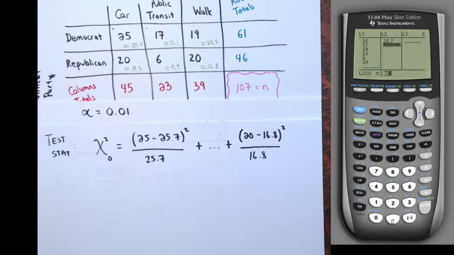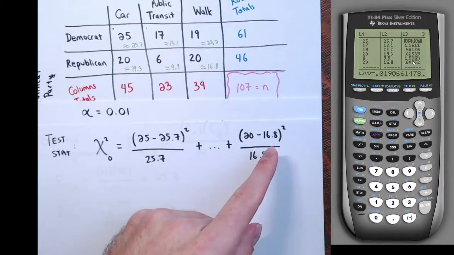So then I got 13.1 to go with the 17, 22.2 to go with the 19, 19.3, 9.9, and finally 16.8. And you've seen me do this before. I have the observed counts and the expected counts. Then I move over to list L3, move the cursor up to L3, hit enter, and enter a little formula where in parentheses I take the observed counts from list L1, minus the expected counts from list L2, close parentheses and square that, divided by the expected counts from list L2. Then these 6 values are what I'd get here in this sum, and I'm going to add those up.